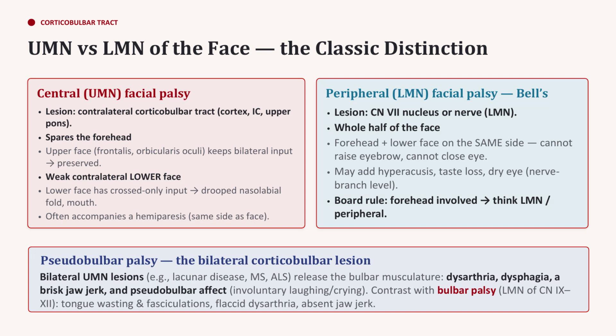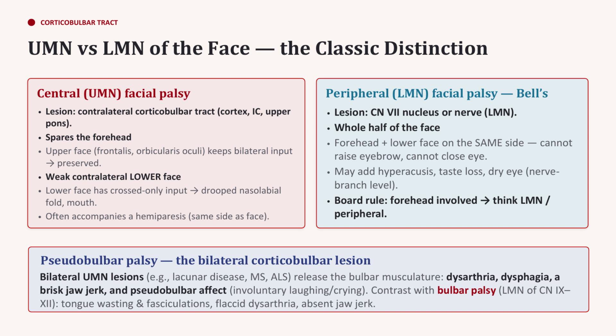This slide is a perennial exam favorite, so let us make it airtight. When a corticobulbar lesion strikes above the facial nucleus, in the cortex, internal capsule, or upper pons, you get a central upper motor neuron facial palsy. The forehead is spared because the upper face keeps its bilateral input from the intact hemisphere.